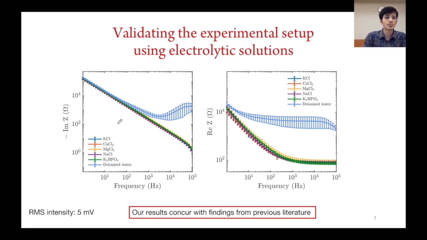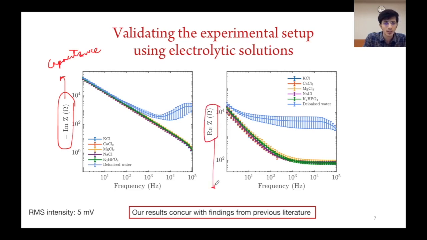Okay. So we measured the imaginary component of impedance, which is the capacitance in these low frequency regimes. I'll just call this capacitance, and you measure the real component of impedance, which is also known as the resistance. And you do this for a variety of electrolytes, so things like KCl, CaCl2. They are very well studied, and only when our results concurred with previous literature did we actually go forward, and we knew that our setup was actually working.